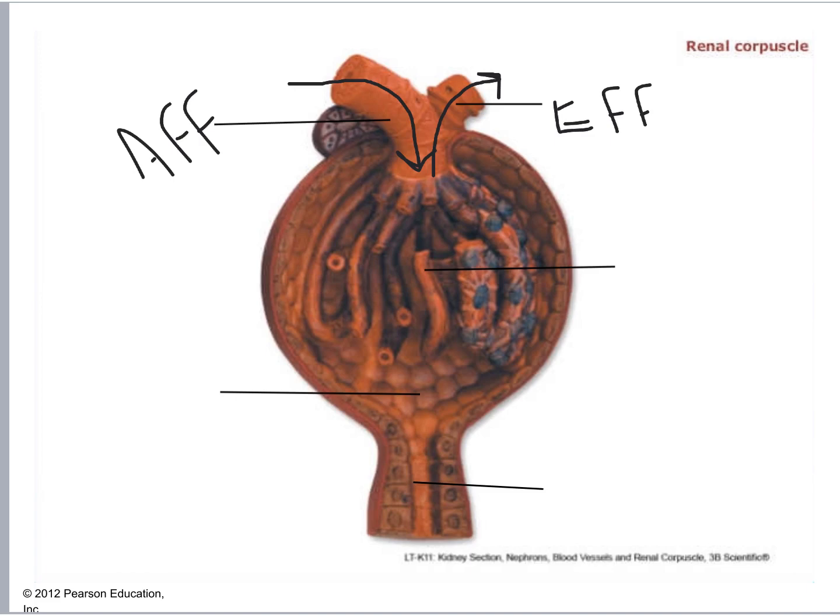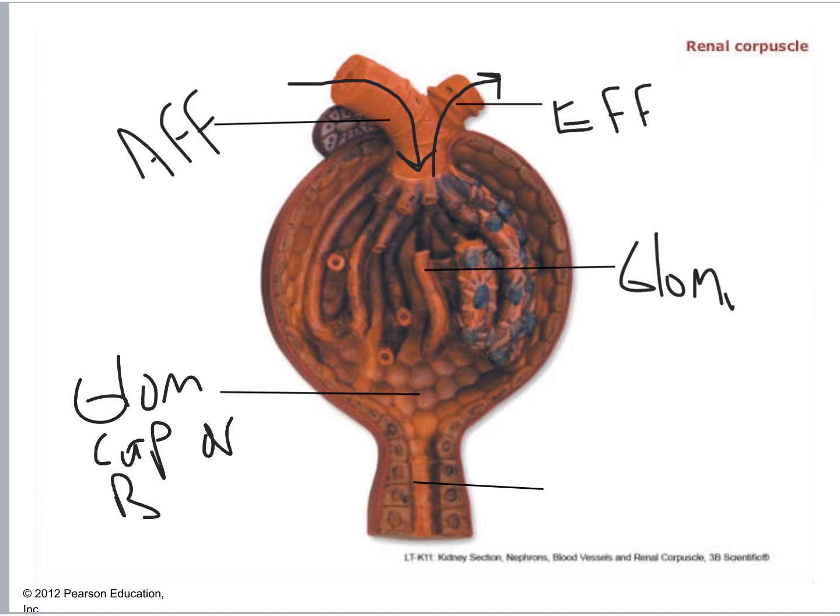All right, so this next line is pointing to the ball of capillaries inside of the renal corpuscle, and that's called the glomerulus. All right, the next line is pointing to the glomerular capsule. I'm going to put glom cap, because that is the glomerular capsule, but there's another name for it. It's also known as Bowman's capsule. So Bowman's capsule and glomerular capsule are the same thing.